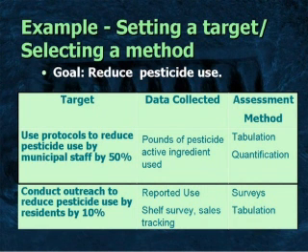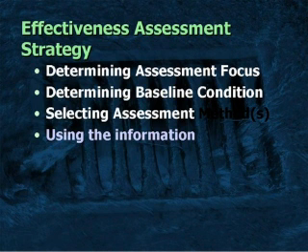So this is, again, just an example of what we're talking about when we talk about trying to figure out how to assess the effectiveness of your program. You set a very specific target. In this case, looking at the second one, conducting outreach to reduce pesticide use by residents by 10%. It's pretty specific as to how much reduction we want to see. And then we need to think about, how am I going to know if I've achieved this? Looking at reported use through surveys, being able to track what's being sold in local stores is another method that may be useful in looking at if pesticide use is being reduced by the general public. But again, the more specific your target is, the easier it is going to be to figure out how to actually assess your program.